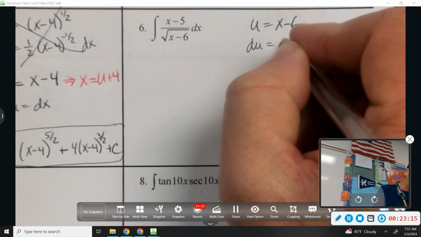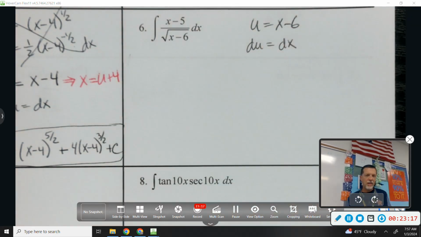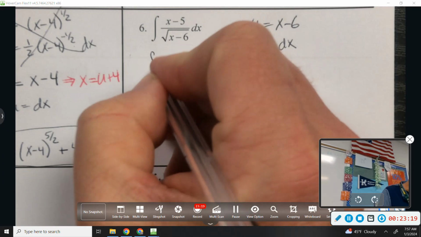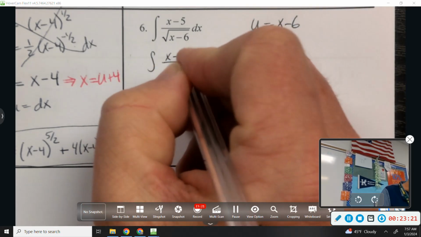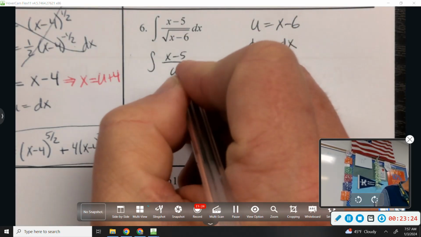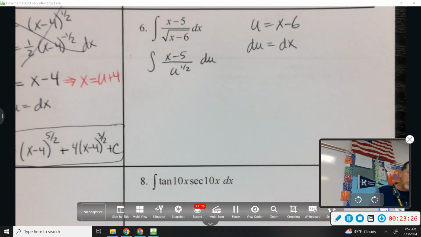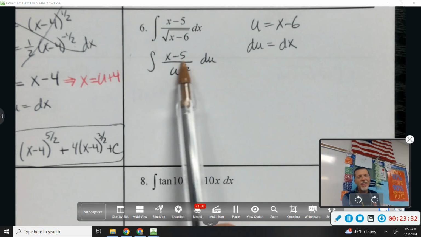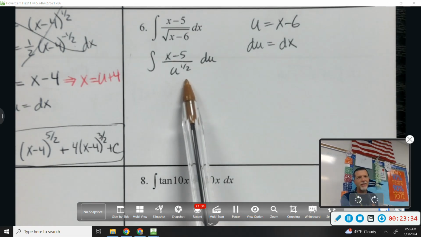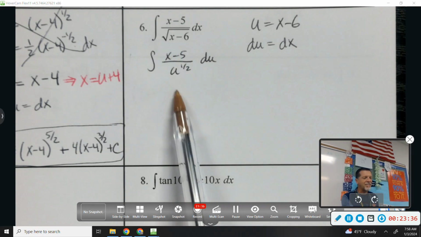And then du is just dx. That's easy. So part of this is great, right? I'm going to switch that to u to the 1/2 in the bottom rather than the square root. Again, this statement I have written here is not wrong. It's just really ugly because I've got x's and u's in there.